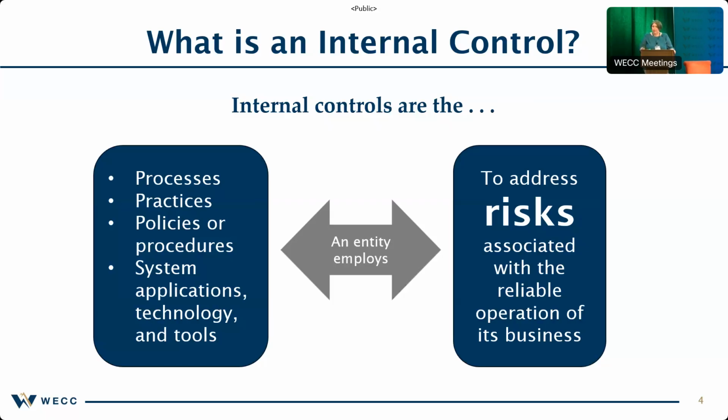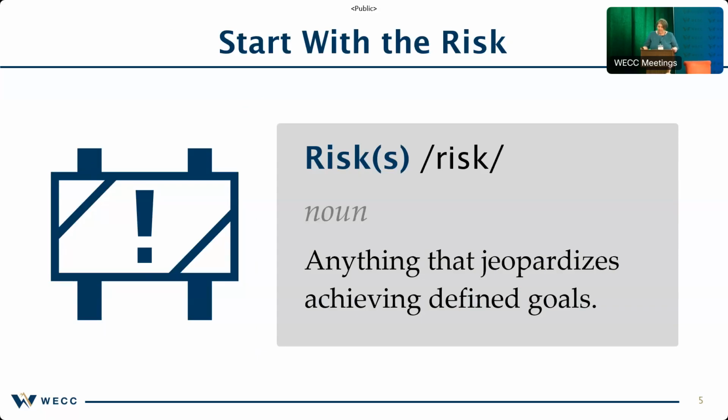But there are 2 conditions on the right. First, an entity employs. That means it needs to be implemented. And second is that it must address a risk. So internal controls address risk. But what is risk? Well, Vic talked a lot with us already about what a risk is, so you probably have a pretty good handle on this already.